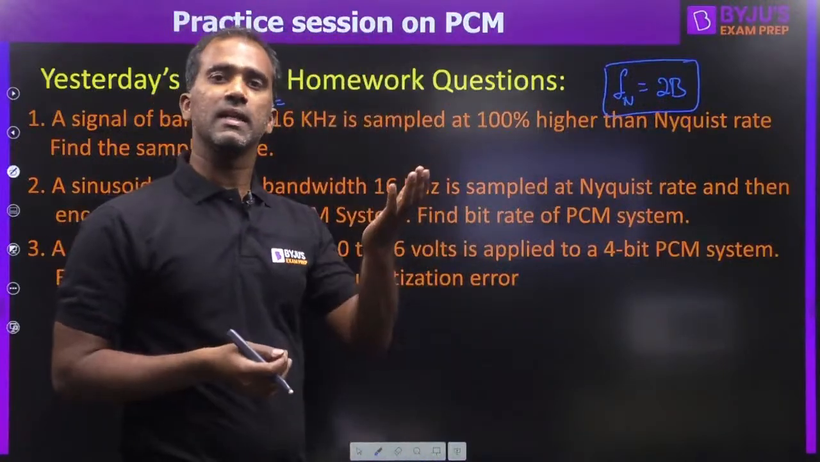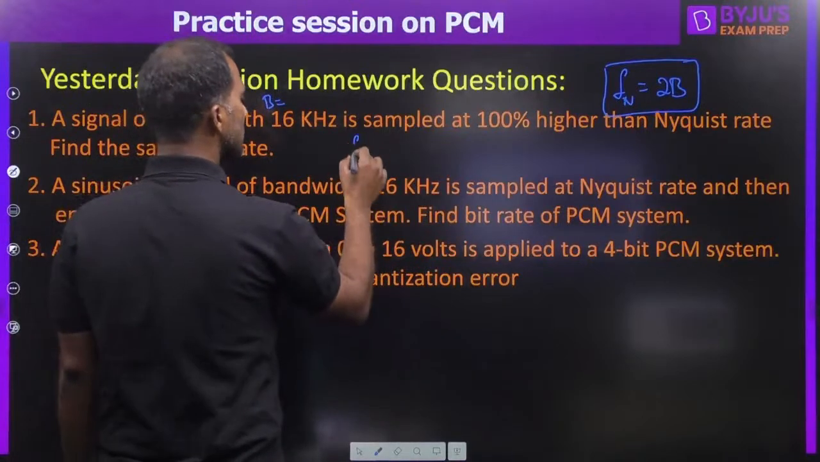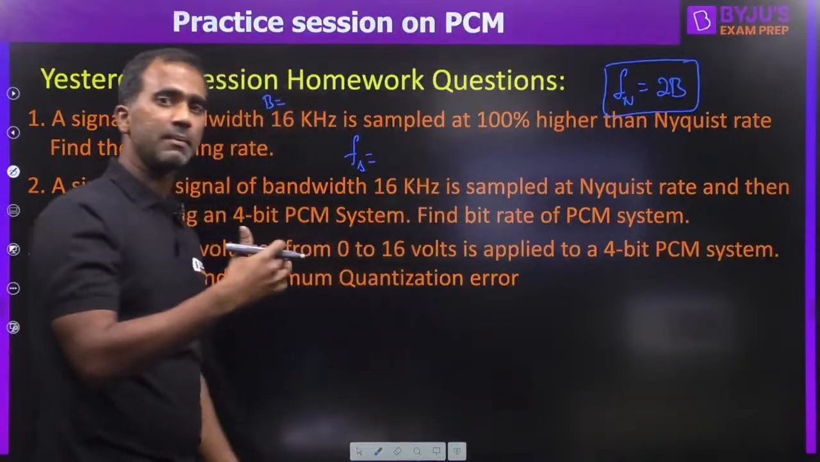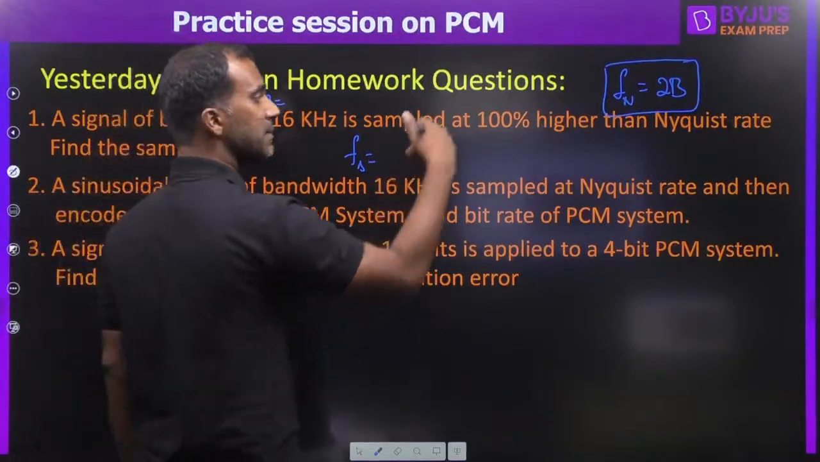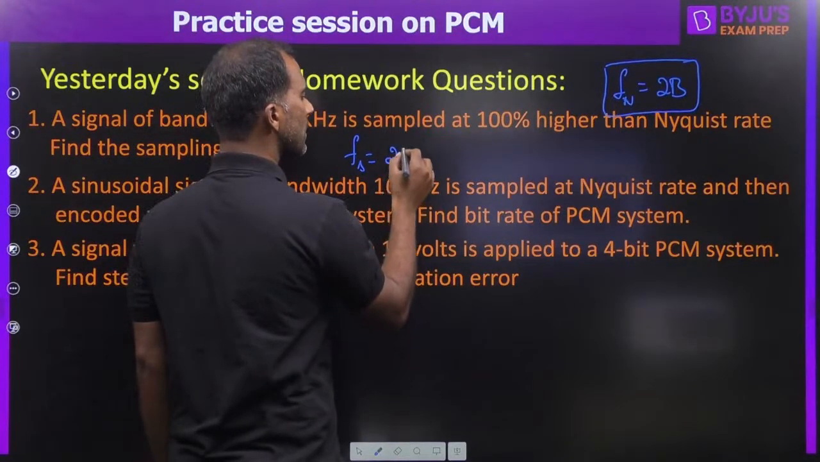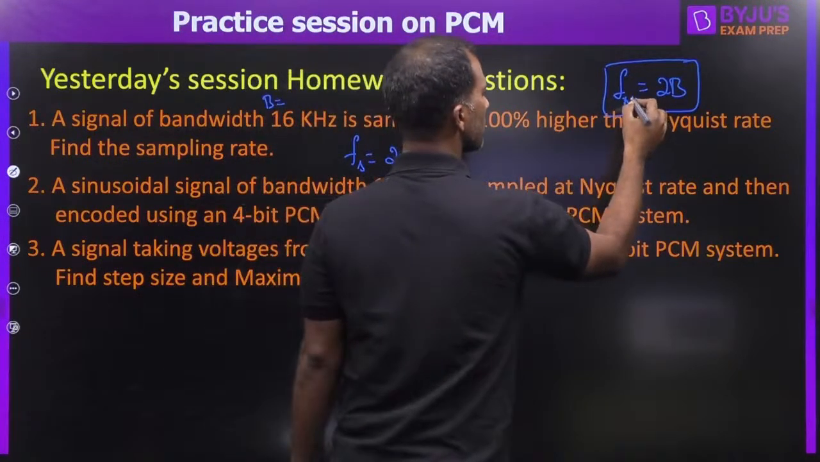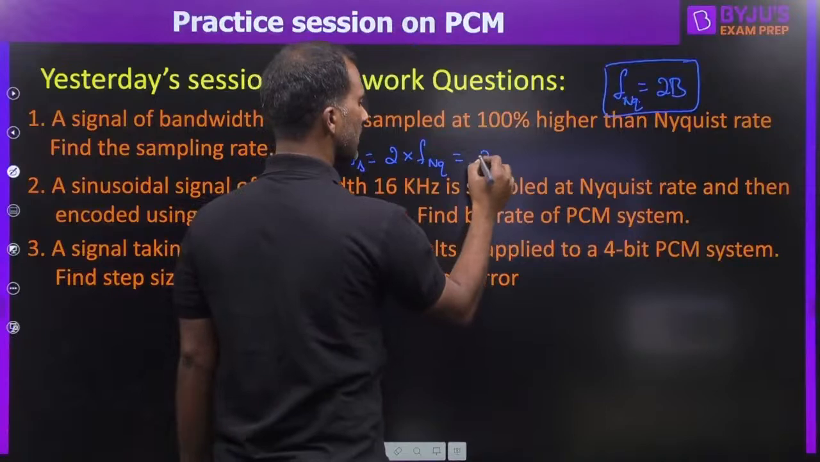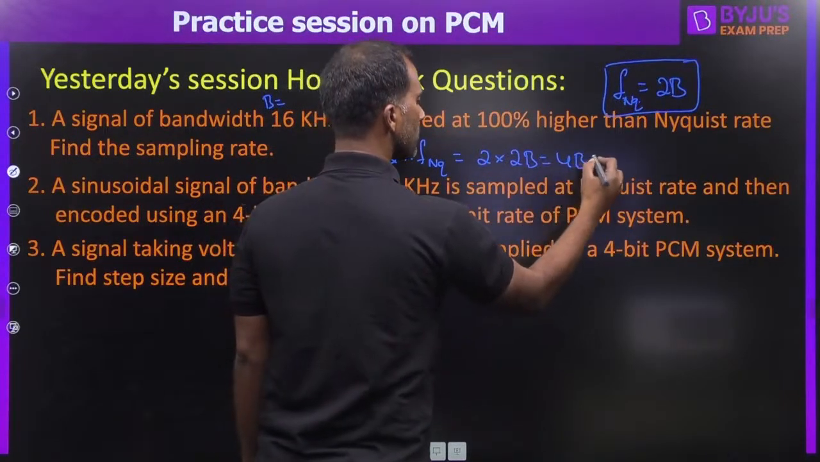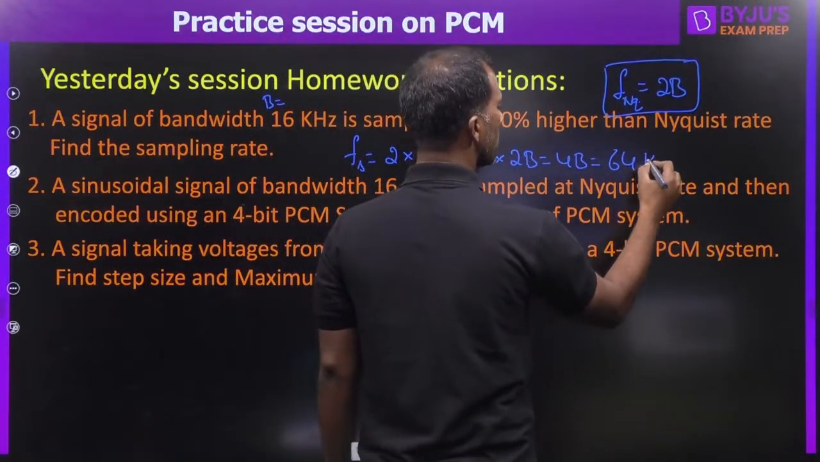Any sampling rate greater than Nyquist rate is okay for us to preserve quality, right? So what is the sampling rate required? It's not Nyquist rate, it is 100% higher than Nyquist rate. 100% higher means 200% of Nyquist rate, which is 2 times F Nyquist. Nyquist rate is 2B, so this is equal to 4 times B. B is given as 16, so 4 times 16 is 64 kilo.